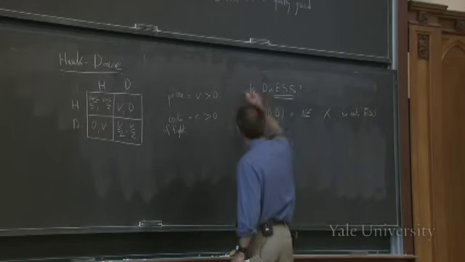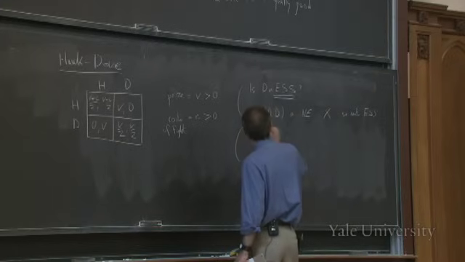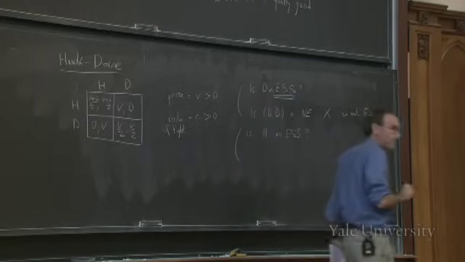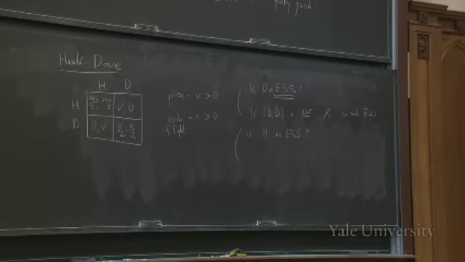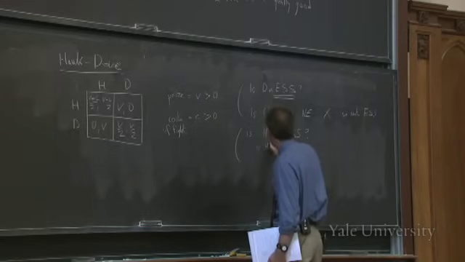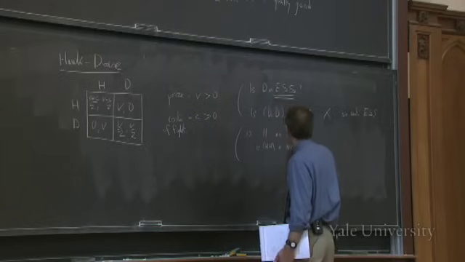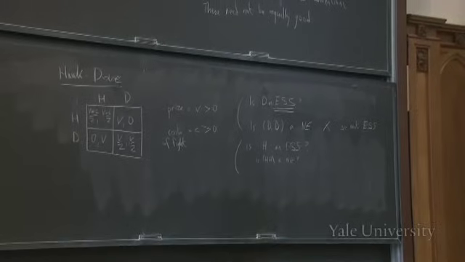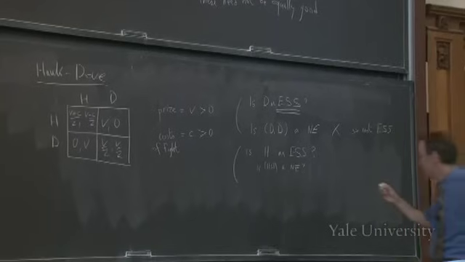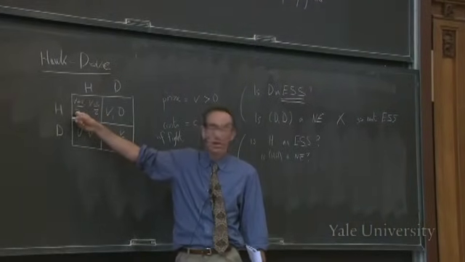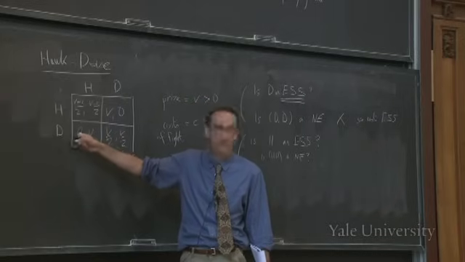Okay, so second question: is hawk an evolutionary stable strategy? So how do we check this? Well, we have to look once again and ask the question. This is the first question to ask: is HH a Nash equilibrium? So is it a Nash equilibrium? Well, I claim it depends. I claim it's a Nash equilibrium provided V minus C over 2 is at least as large as 0.